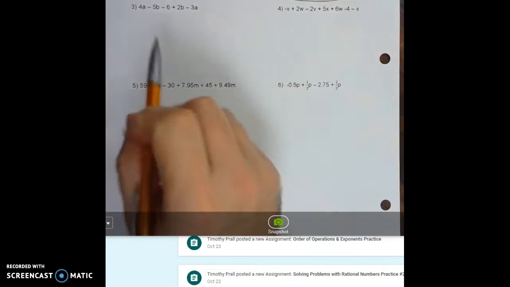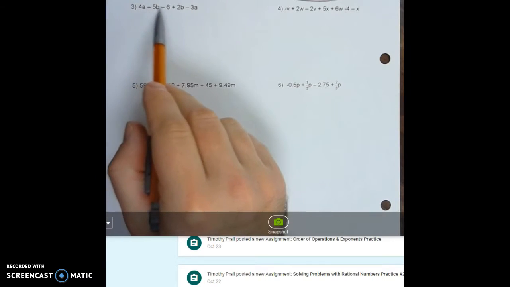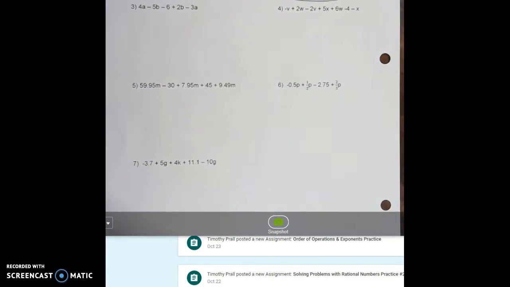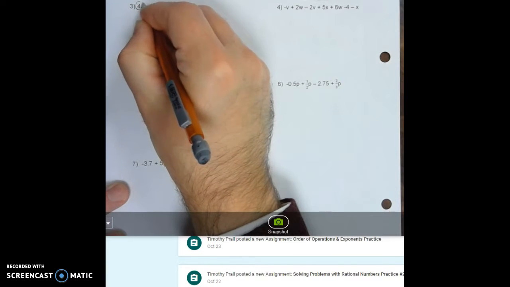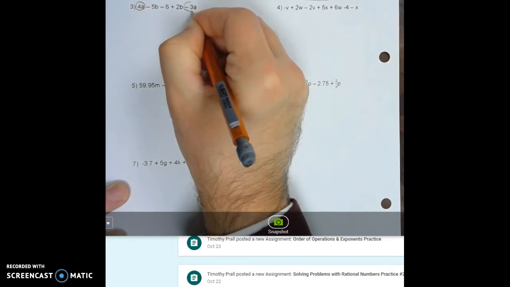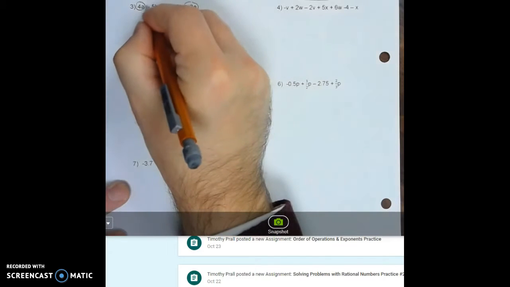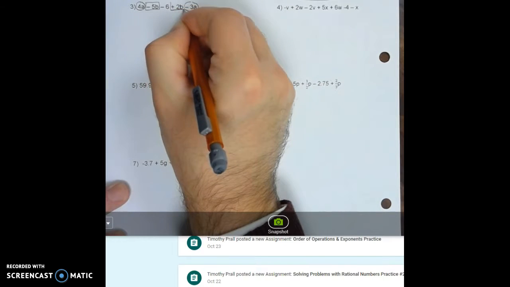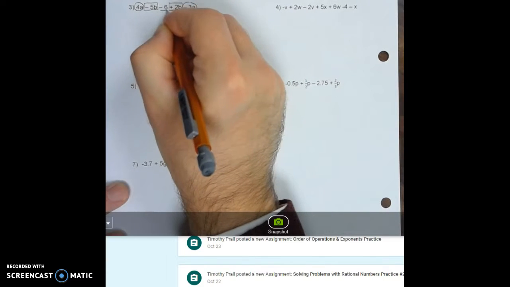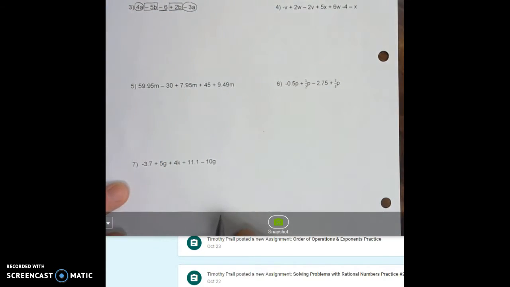In example 3, notice that we've got two different kinds of variables here. So I'm going to put circles around my a terms, I'm going to put boxes around my b terms, and I'm still going to underline my constants. So I'm going to put a circle around 4a and negative 3a. I'll put boxes around negative 5b and positive 2b. And my only constant is negative 6, so I'll underline that.